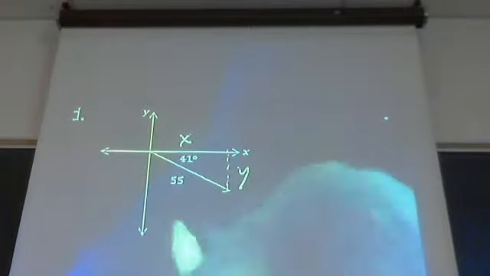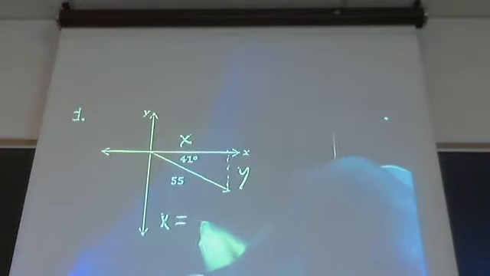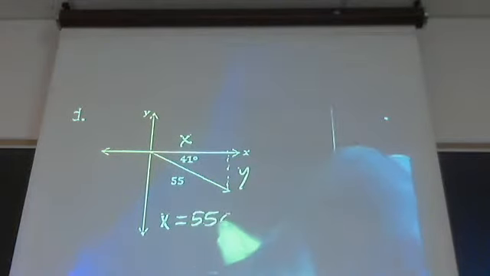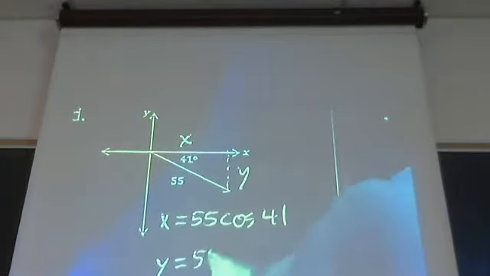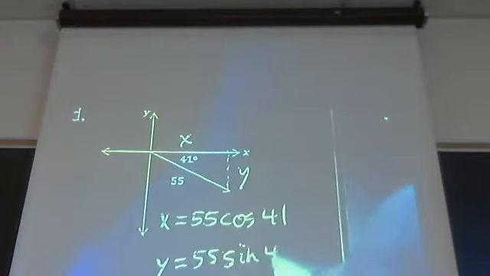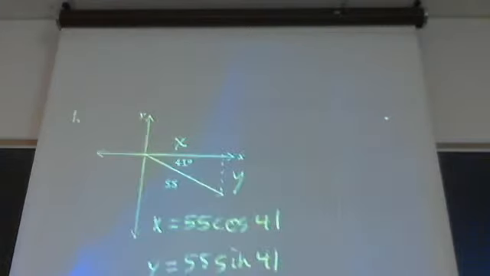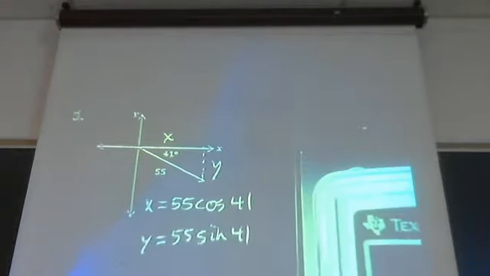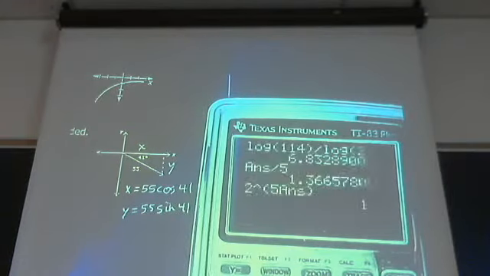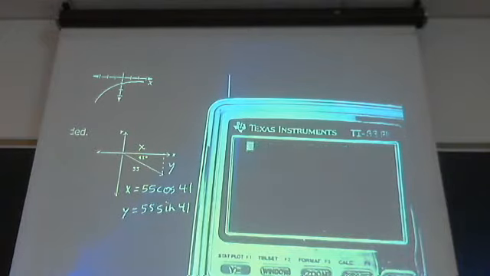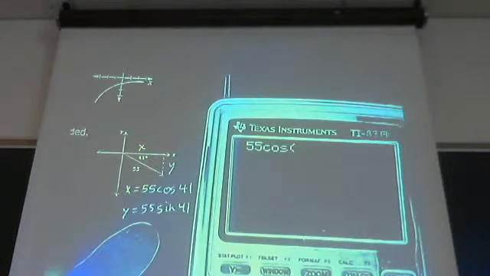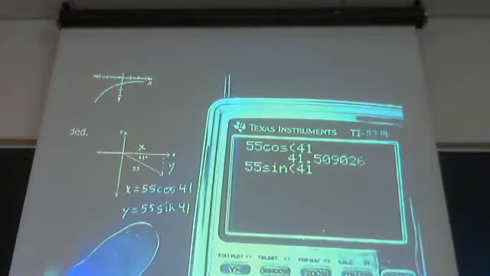We are looking at 55 cosine 41 and 55 sine 41. Now, I do need to have my calculator in degree mode, otherwise this is going to go down in flames. So please make sure your calculator is in degree mode, and if it is, then we're in good shape. So 55 cosine 41 and 55 sine 41.